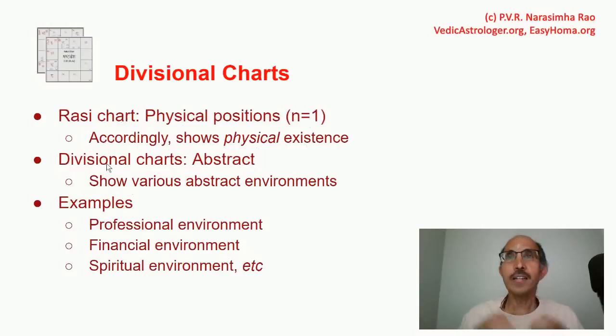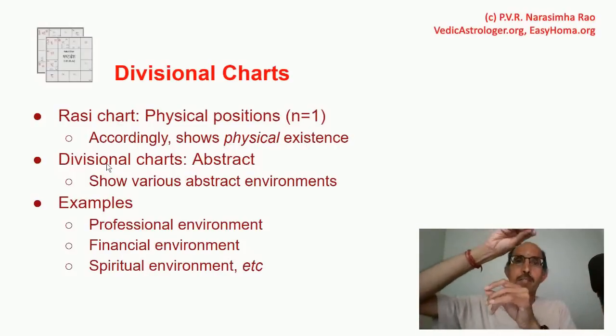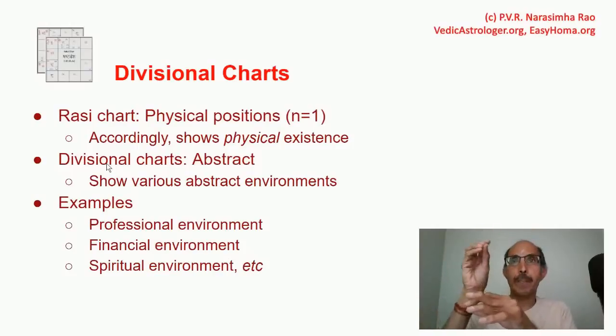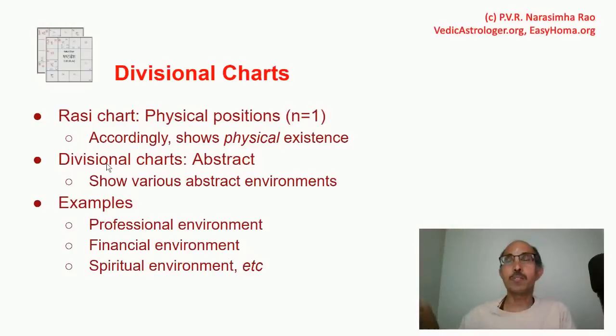On the other hand, divisional charts are abstract. They are not physical. For example, based on which of the 9 parts of Aries a planet is in, we may map it to some other zodiacal sign, right? So this is not really physical. The Navamsha chart, the Dashamsha chart, they don't exist physically. These are all abstract concepts. So accordingly, they show various abstract environments surrounding us. For example, somebody's physical existence is something that you can clearly see. But when we talk about somebody's professional environment, financial environment, or spiritual environment, or academic environment, these are really abstract entities. So these divisional charts really show abstract concepts rather than the physical self.